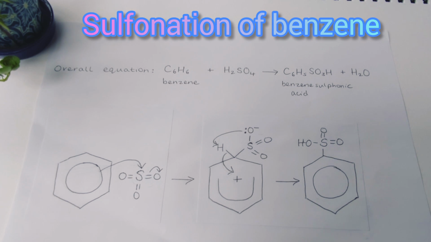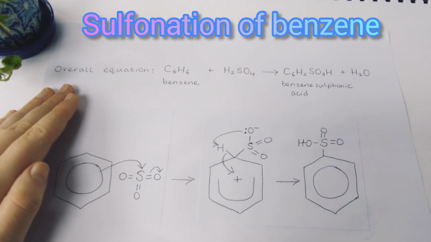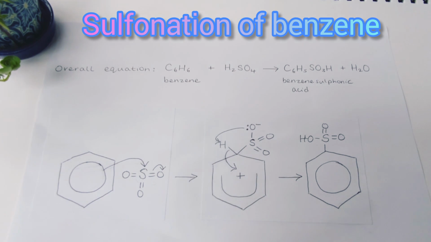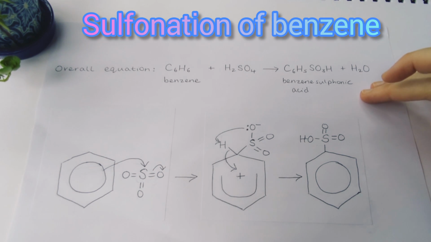Hi there everyone. In this video we're going to look at the electrophilic substitution mechanism for the sulfonation of benzene. Now I've written the overall equation at the top. We've got benzene reacting with sulfuric acid to give benzene sulfonic acid and water.